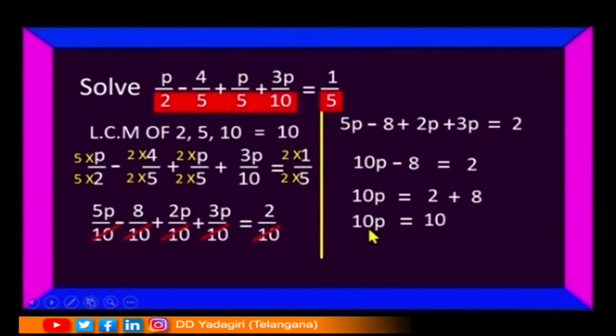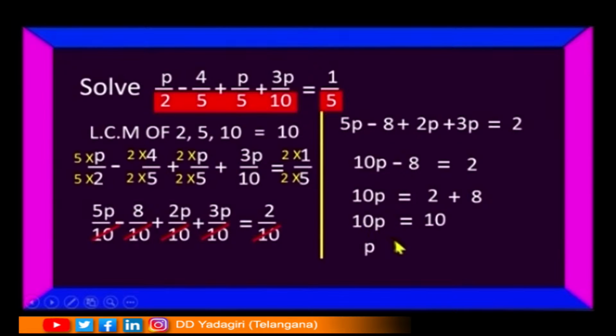And again, is there any known part on the left side? Yes, 10 is the known part, p is the unknown part. So, 10 should be sent to the right side again. And what is the operation? That is, this 10 is with p, it is multiplication operation. 10p means 10 into p.